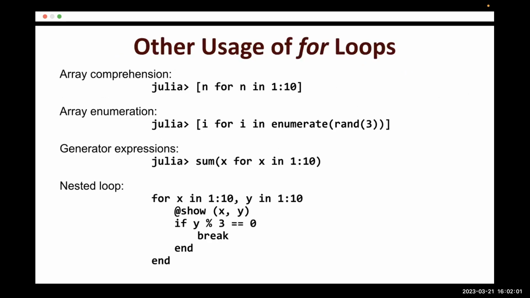You can use a for loop to create a list or create arrays in Julia. You can do the array comprehension, which is the same thing we did in Python. You can use an enumerator, which will give you not only the number generated, but also the index for that. Then you can do the sum, and you can use a for loop to generate input arguments for other functions.